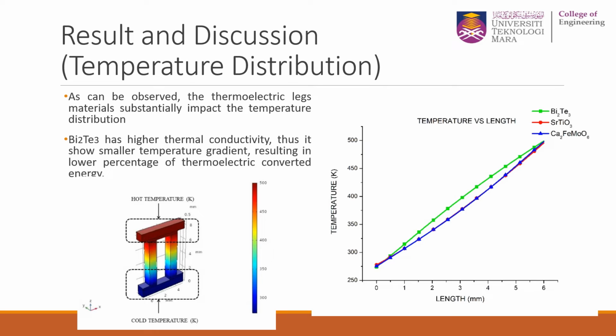The first result was the temperature distributions. As can be observed, the thermoelectric material substantially impacts the temperature distribution. Bismuth telluride has a higher thermal conductivity, thus it shows a smaller temperature gradient, resulting in a low percentage of thermoelectric converted energy. As you can see in the picture, an example of the temperature distribution with the hot temperature at the top and the cold temperature below, and in the graph, bismuth telluride has a smaller temperature gradient.